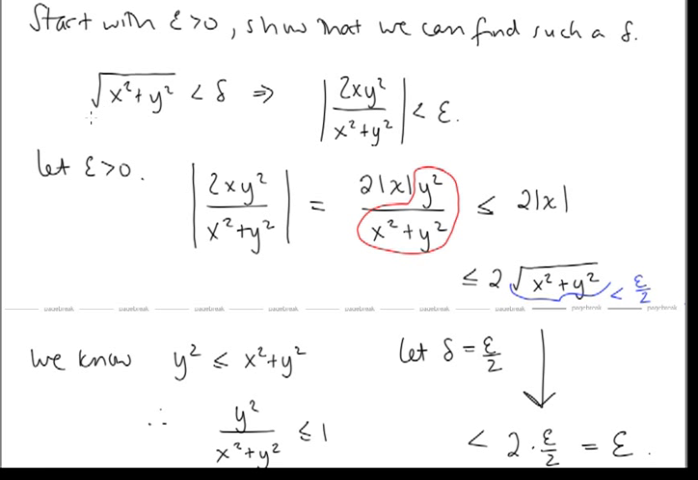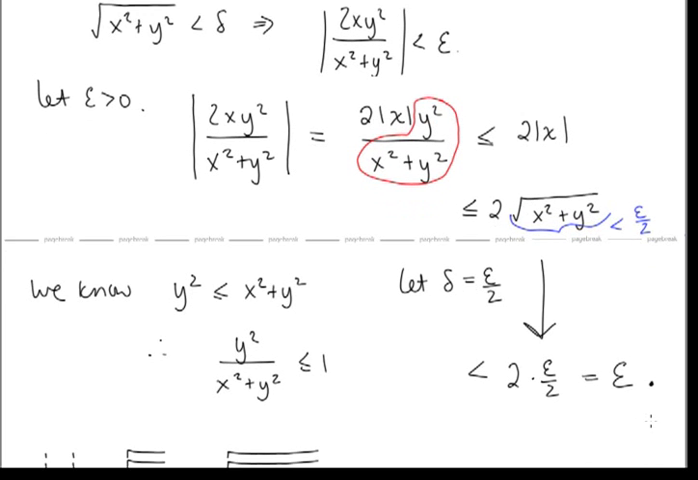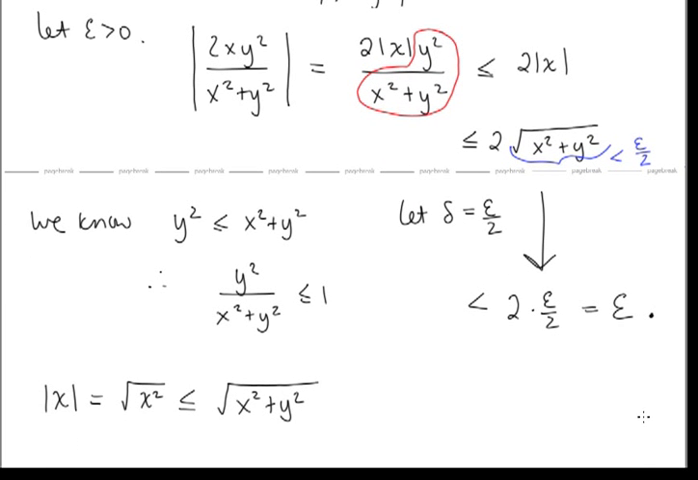Then, if radical x squared plus y squared is less than delta, if this is less than epsilon over 2, we have the inequality we need. So for any epsilon greater than 0, we can take our delta to be epsilon over 2, and we get our function value as close as we want to the limit of 0. And we've proven that this limit exists and equals 0.